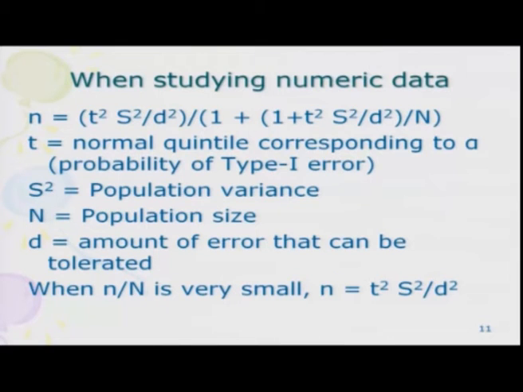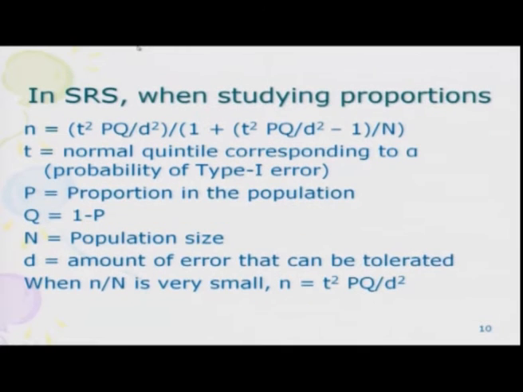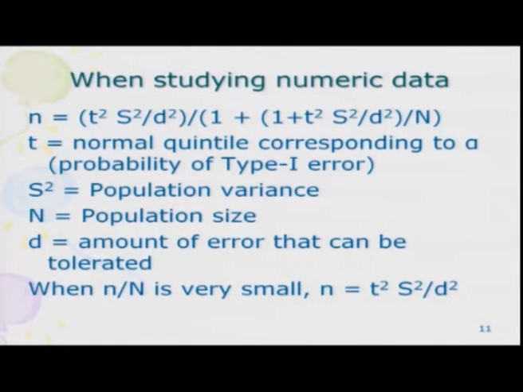But how do we know capital S square, or in case of proportions, how do we know capital P and capital Q? We are trying to estimate capital P from the sample. If we knew capital P, then we would not conduct the sample study. Or in case of numeric data, we do not know capital S square. If we had known capital S square, we would also have known the mean, true mean of the population.